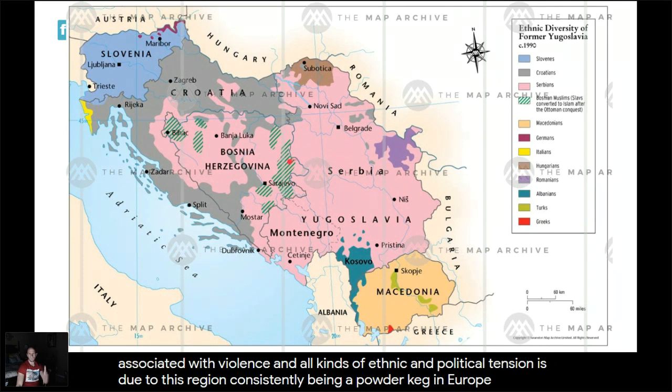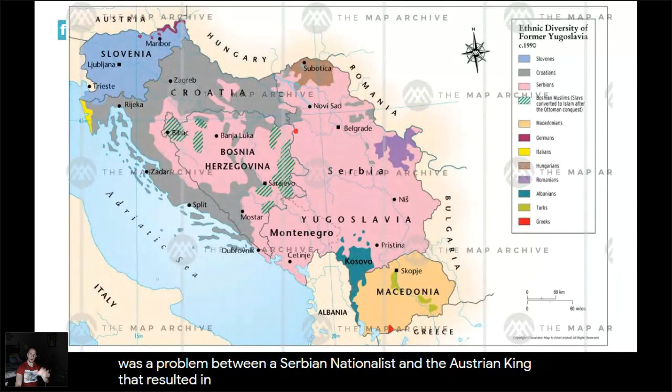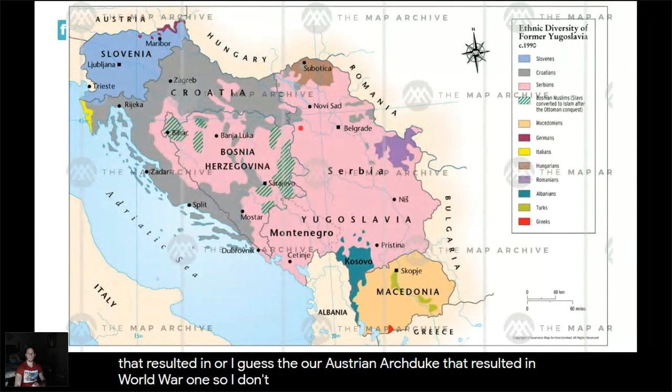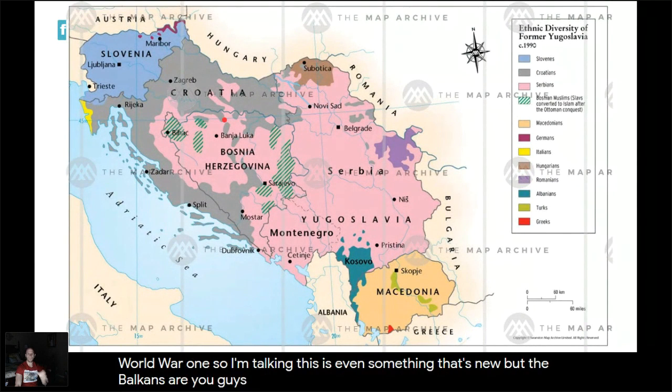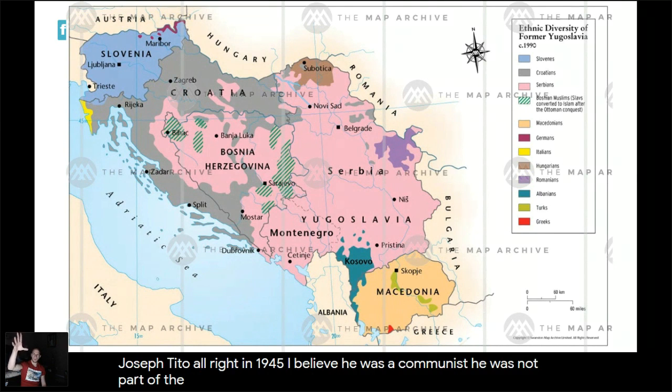It was a problem between a Serbian nationalist and the Austrian Archduke that resulted in World War I. So I'm talking, this isn't even something that's new. But the Balkans, I guess Yugoslavia, came under the power of a man named Josip Tito in 1945, I believe. He was a communist. He was not part of the Warsaw Pact.